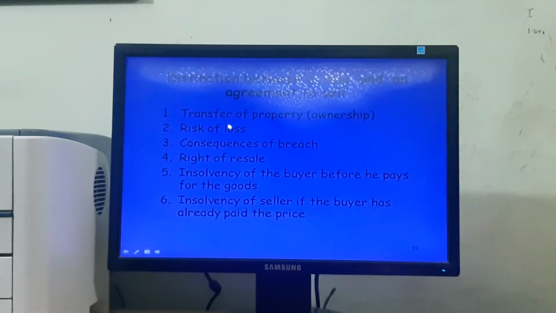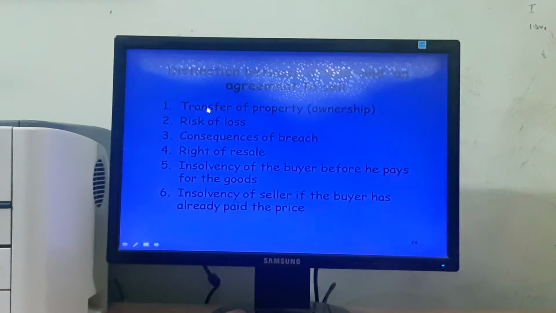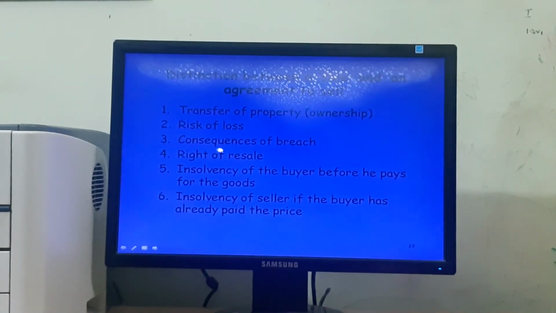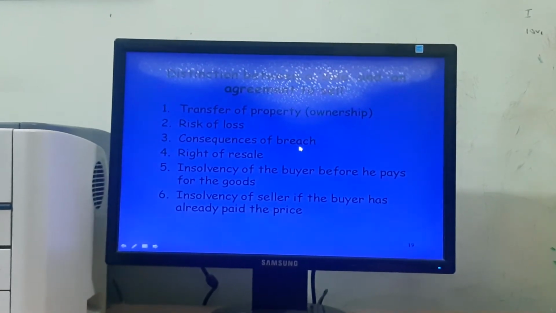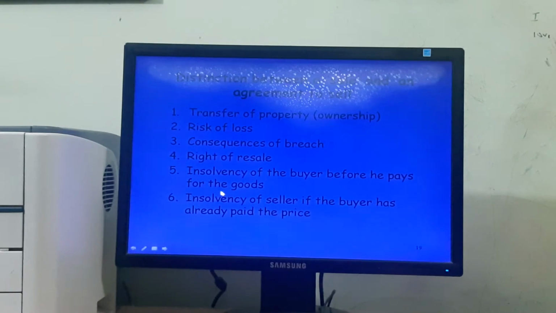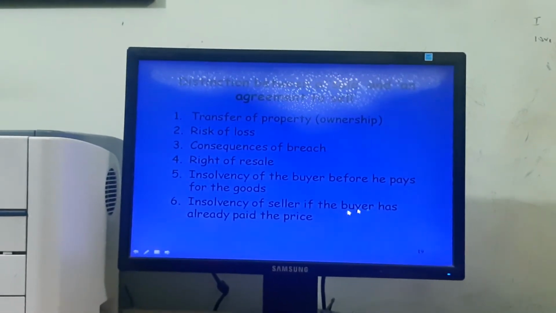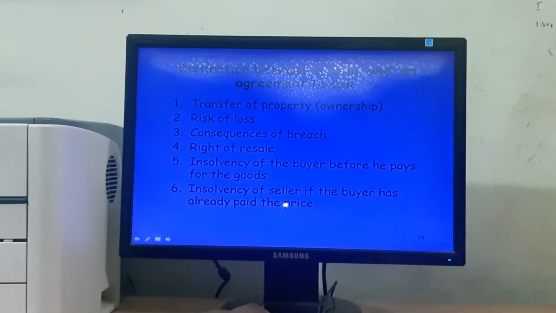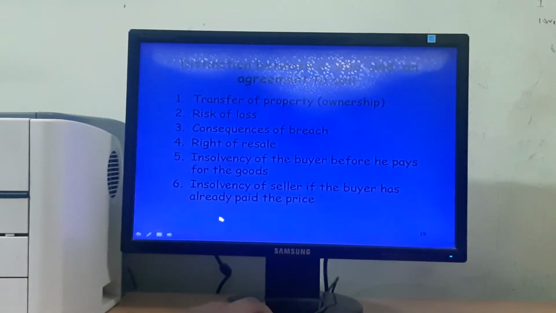The points are transfer of property, that means transfer of ownership, risk of loss, consequences of breach of sale or agreement contract, right of resale, insolvency of the buyer before he pays for the goods, and insolvency of seller if the buyer has already paid the price.